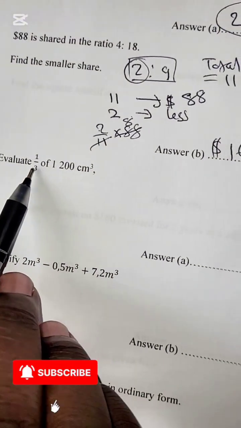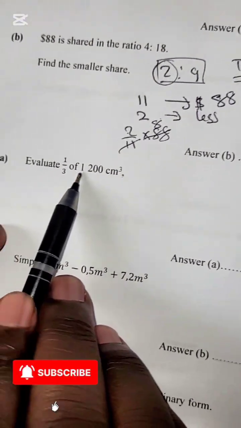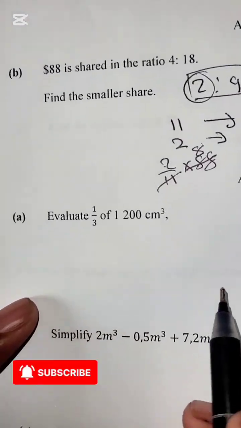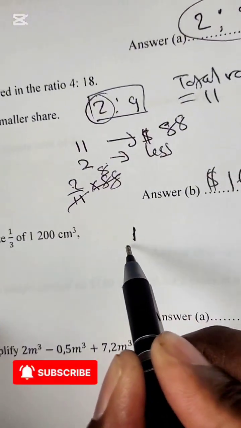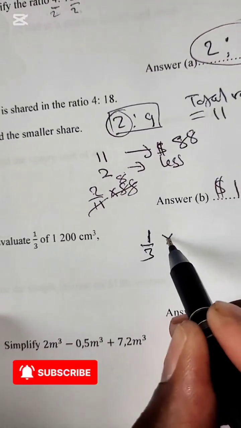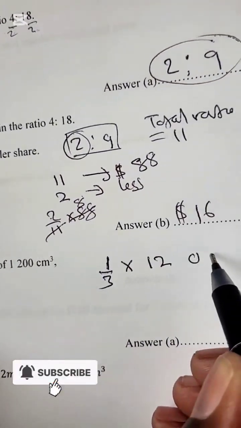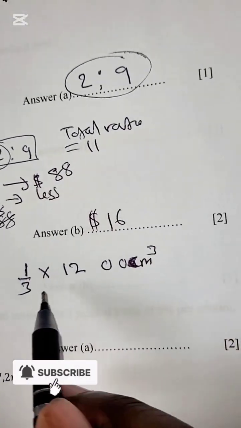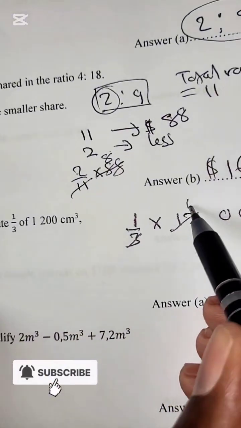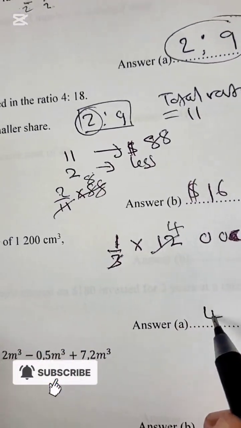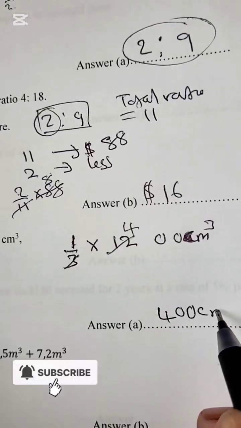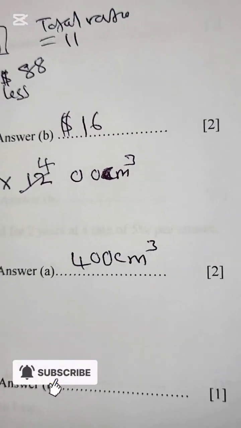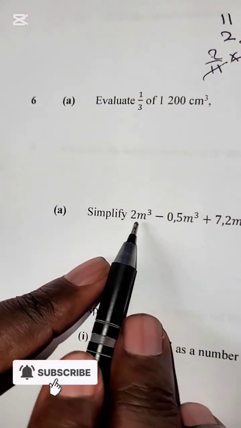Then 1/3 of 1,200 centimeters cubed. So we want to evaluate. 1/3 of is the same as multiply. So 1,200 cubic centimeters. 3 into 12 you get 4, 1 times, so we get 400 cubic centimeters.